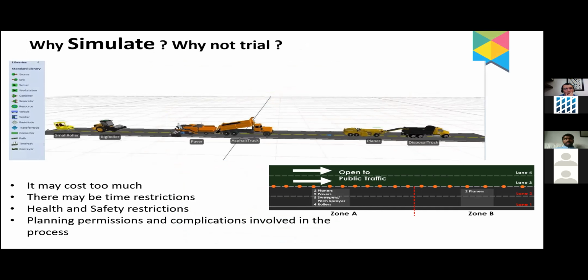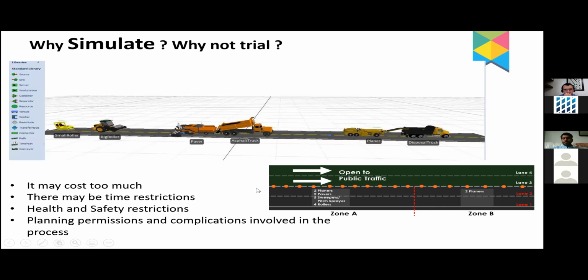Why do we simulate? Dr. Emmanuel rightly said, it's simply time. Sometimes it just costs too much. There can be restrictions. For example, we worked with Highways England on this project where we were resurfacing a road. We cannot shut more than 2 lanes, even if it's a 4-lane road, at one time. We have to take permissions months in advance.